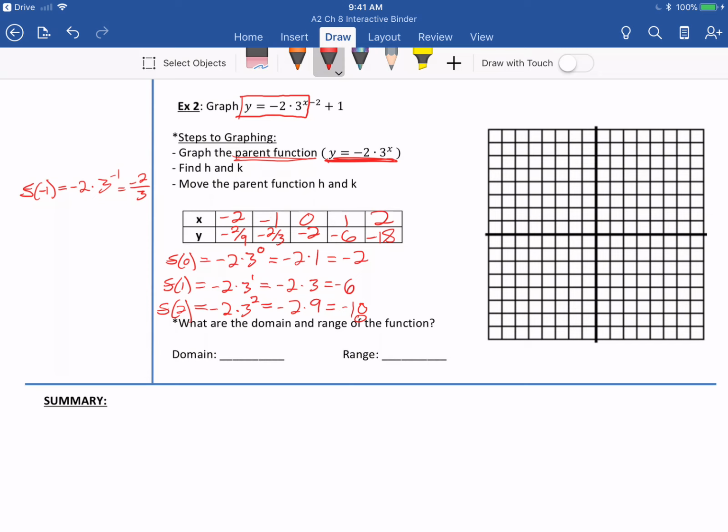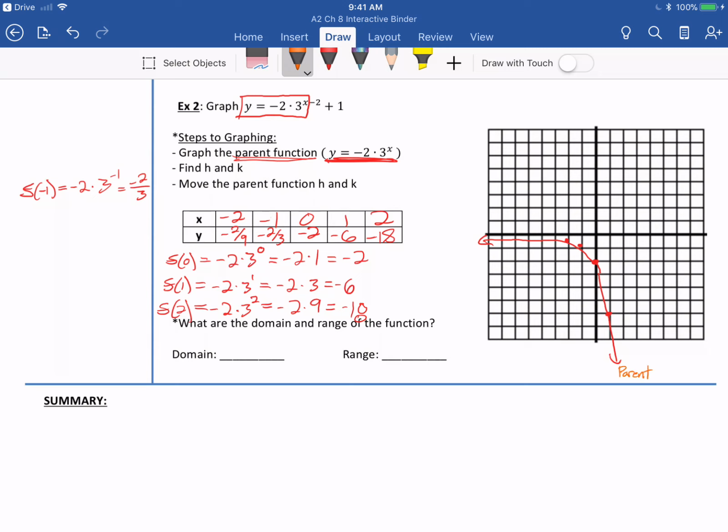All right, so now I go through and graph these guys. I got -2 and -2 ninths somewhere in there. -1, -2/3, 0, -2. 1, -6 is right there. So I always like to draw this in here. This is my parent function. That guy keeps on going on and on forever. This is my parent function, but now I still have to move it.